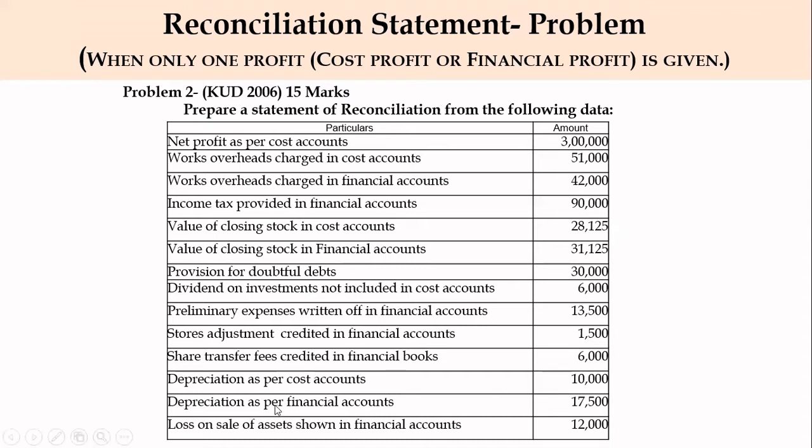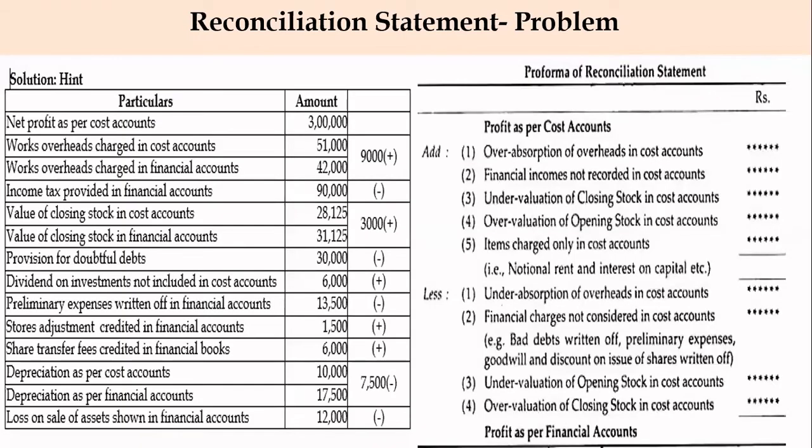Next, loss on sale of assets shown in financial accounts rupees 12,000. Loss and expenses and charges will be deducted in this format when we take cost profit as base. So this is the problem given, and let us see the hint now. So you should be thorough with this format. You can learn it by heart, or you have to just be thorough with this format.